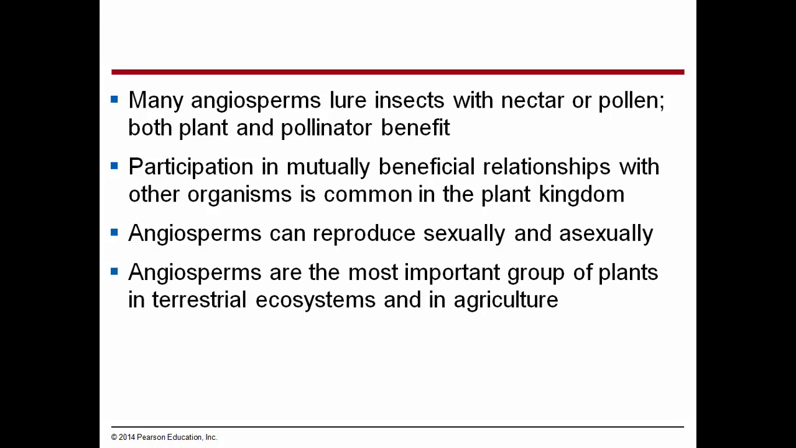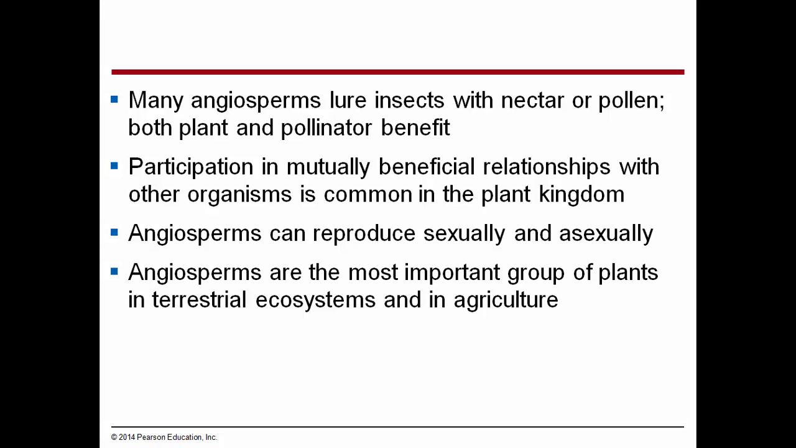Many angiosperms lure insects with nectar or pollen. Both plant and pollinator benefit. Participation in mutually beneficial relationships with other organisms is common in the plant kingdom. Angiosperms can reproduce sexually and asexually.